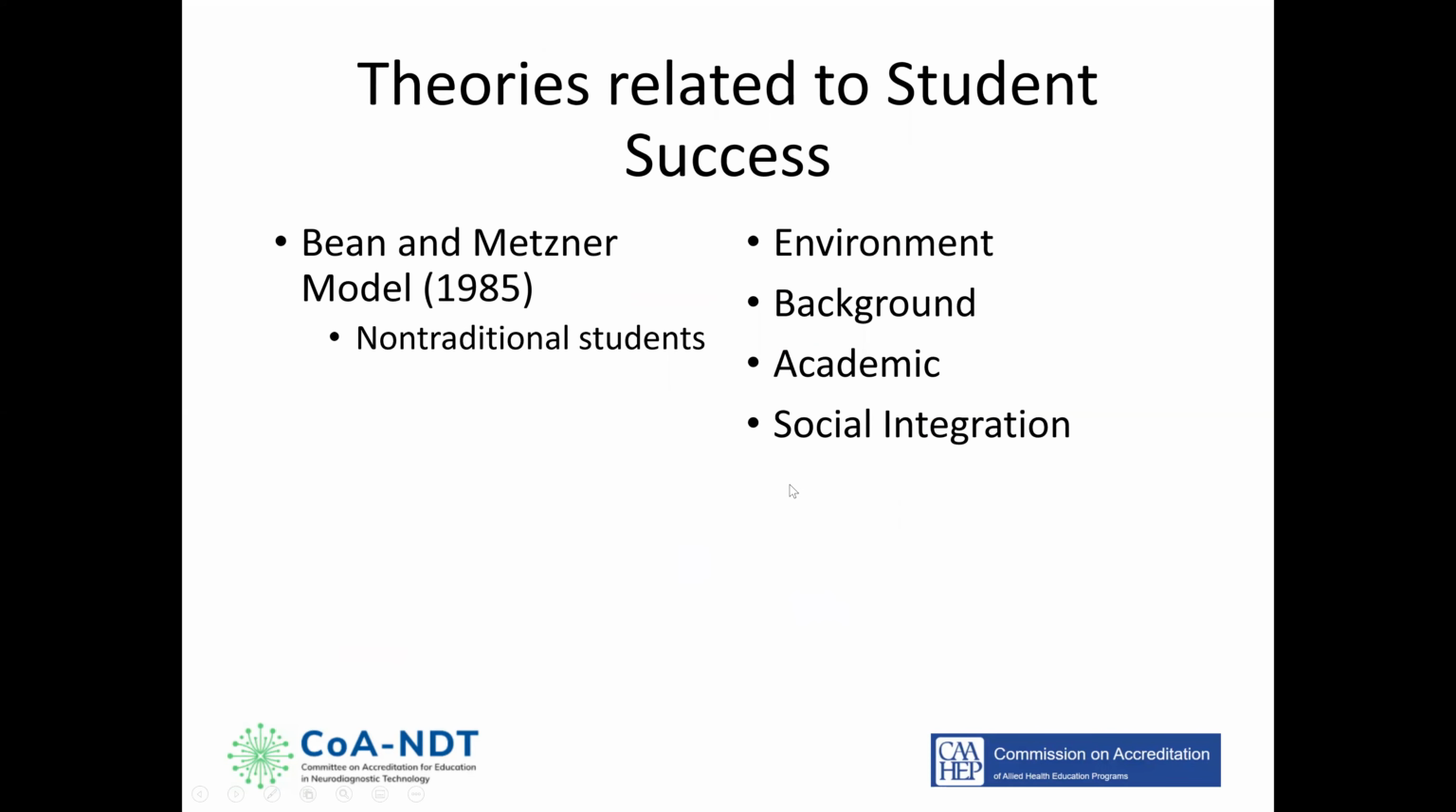Another theory around advising that I find very helpful is Bean and Metzner, who did their work with non-traditional students, which is very applicable to us in NDT and in allied health in general. Again, it's looking at the environment. What is their social environment? What is their family environment? We often find students can't study at home because they don't have a quiet place to go. So can you have a place in the college? Is it open evenings, for example, or weekends, so that they can come and use the library?